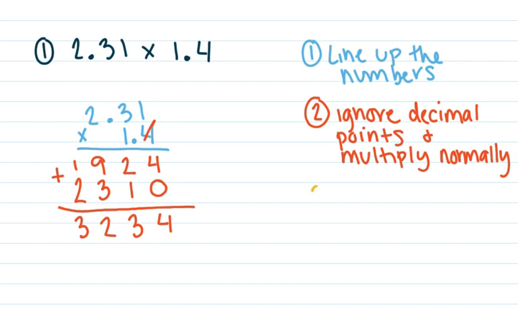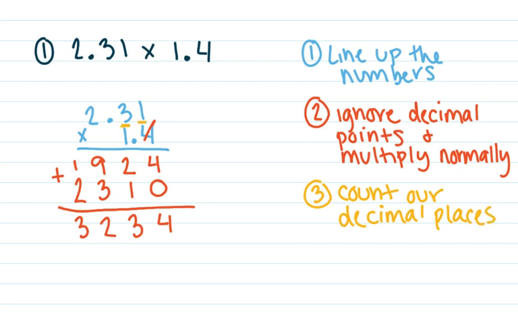Step number 3 is now it is time to finally figure out where our decimal point goes. We are going to count our decimal places. So we are going to count the places where I have place value that goes into the decimals, so tenths and hundredths and thousandths. In this first number, I have 2 decimal places. And in this second number, I have 1 decimal place, for a grand total of 3 decimal places.